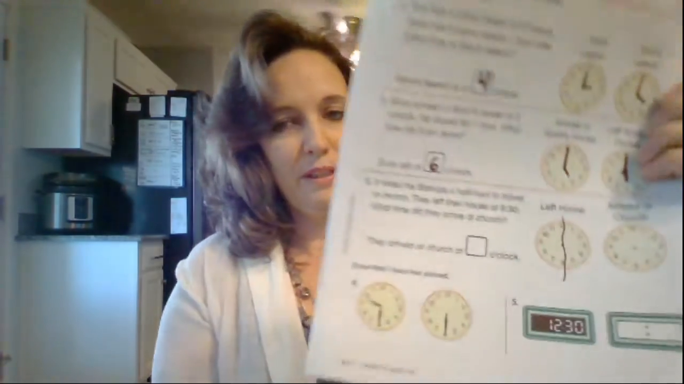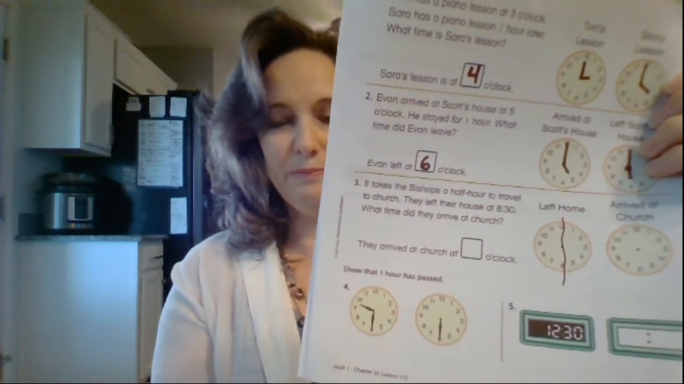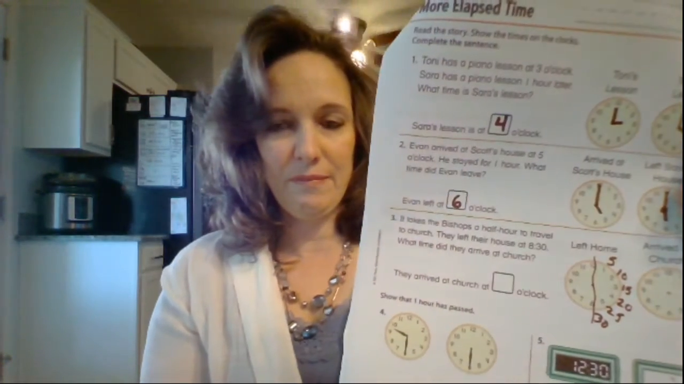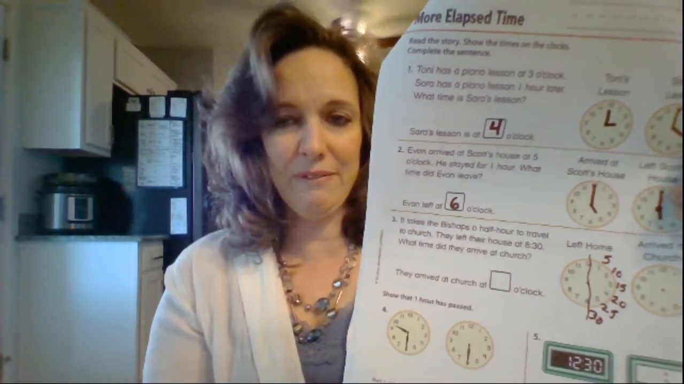Ding, ding, ding. All right, it takes the bishops a half hour, something different, to travel to church. What is a half hour? If we can cut a clock in half, that's a half hour. So we go 5, 10, 15, 20, 25, 30. 30 minutes is a half of an hour.